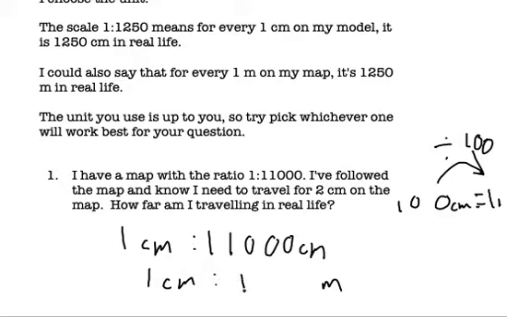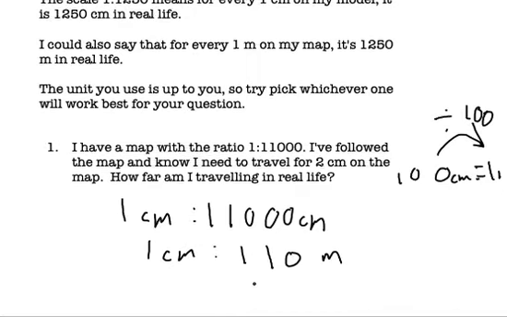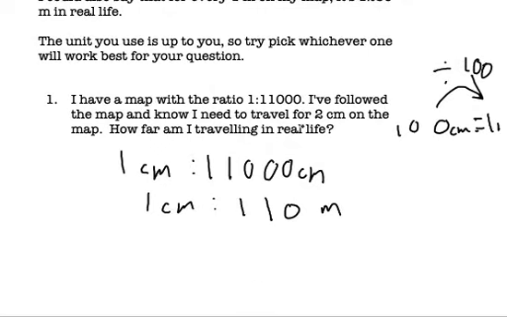Okay, so I've done that. I've got 110 meters. So for every 1 centimeter on my map, I'm traveling 110 meters in real life. Now I've measured out that I'm traveling 2 centimeters on the map, okay?